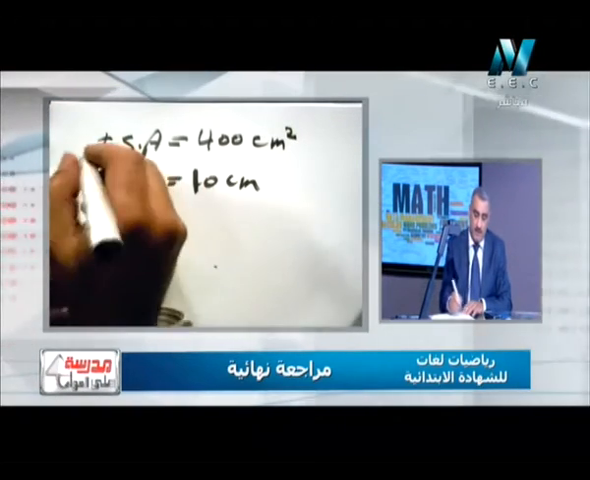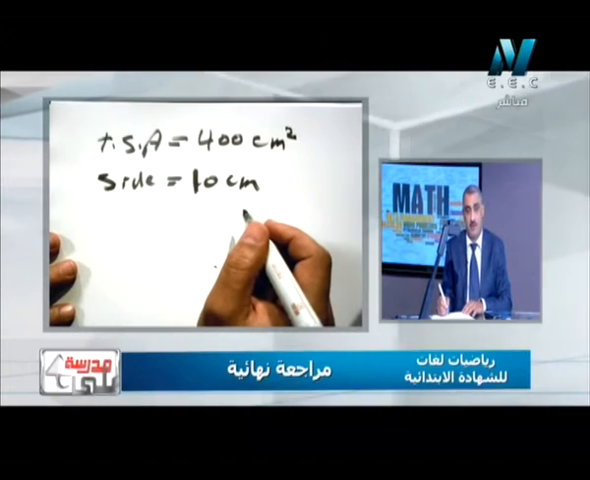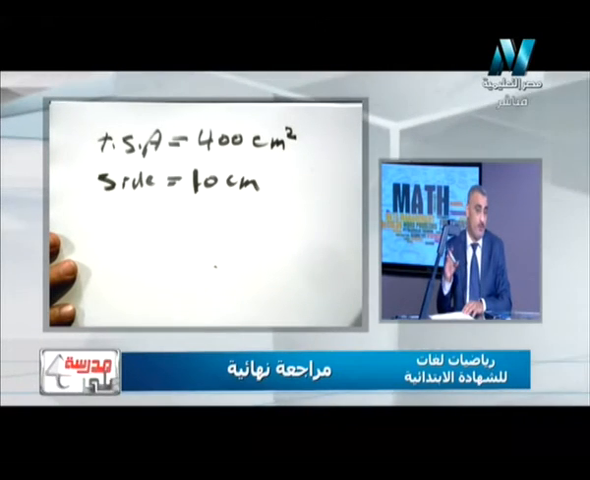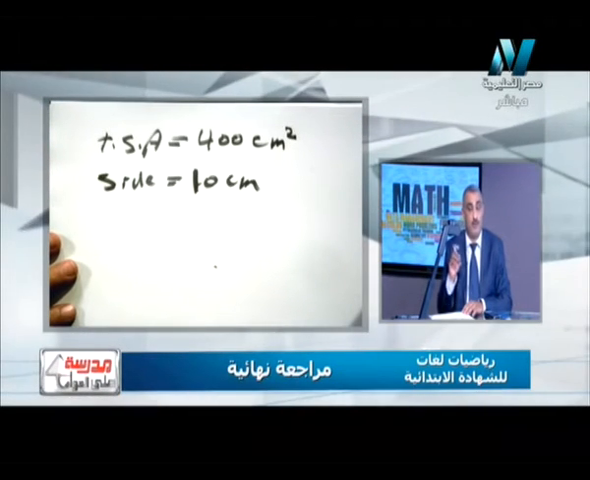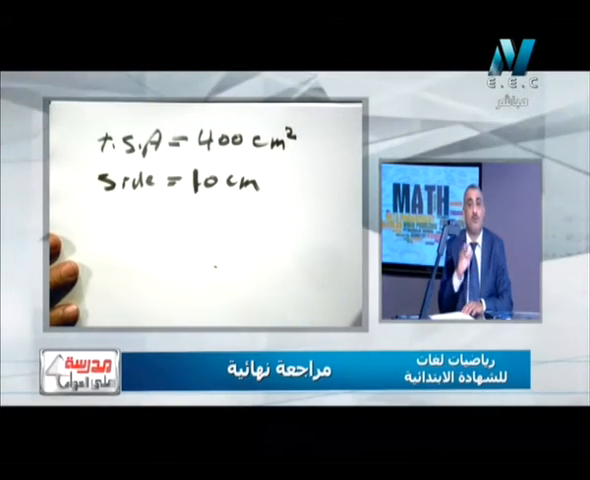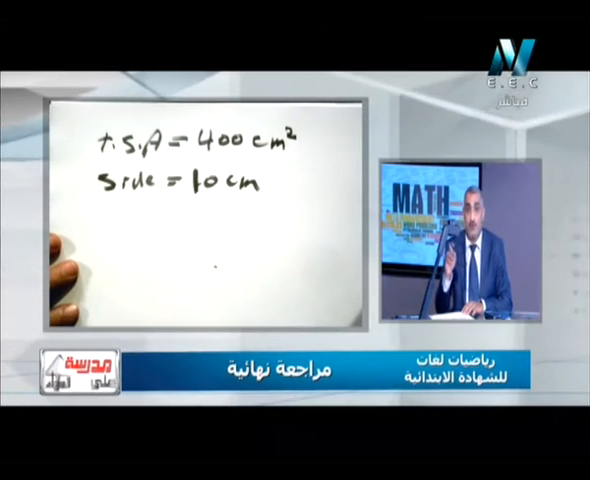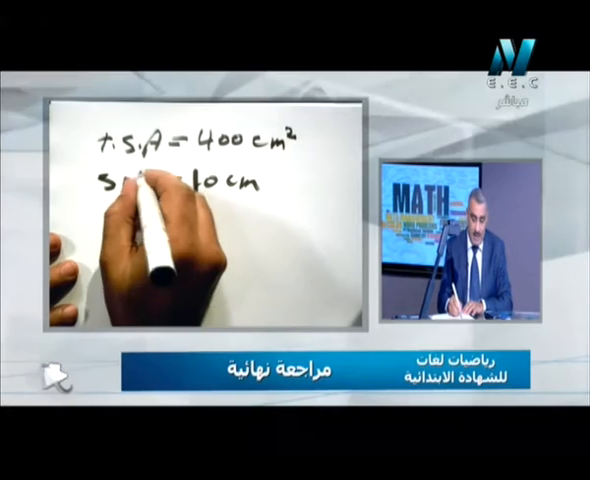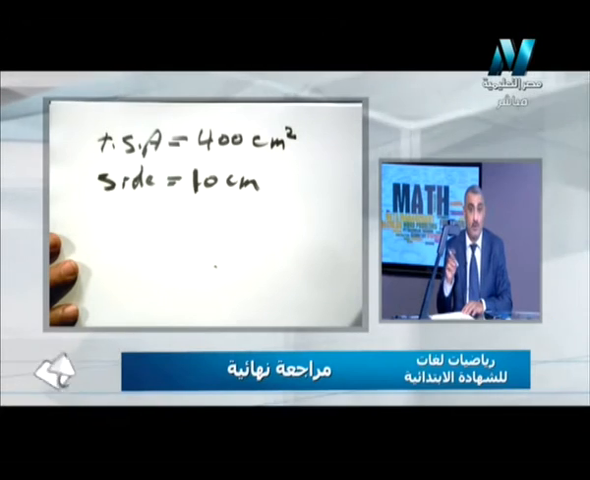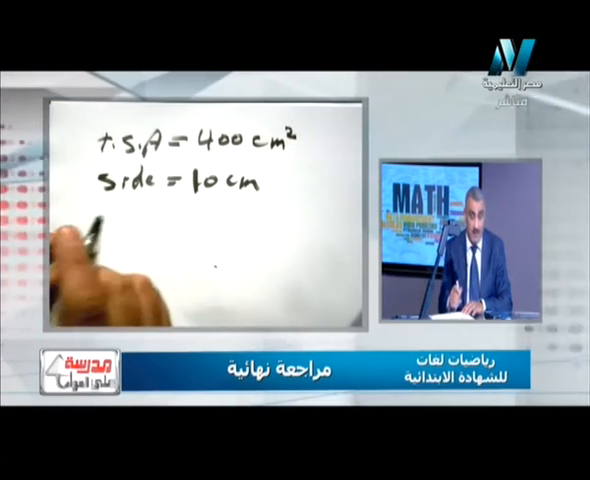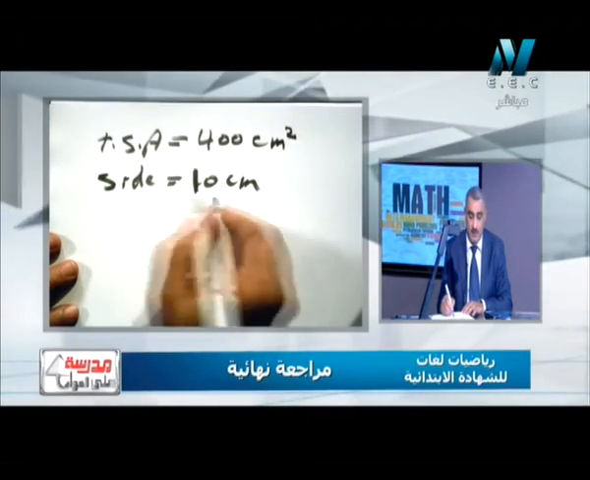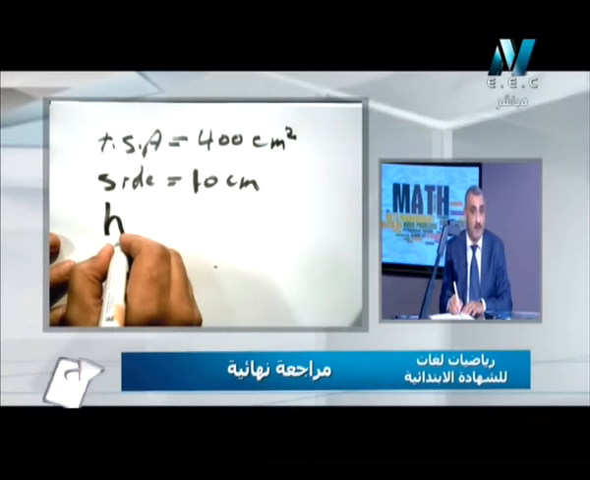He gives me what? He gives me the total surface area of a cuboid. And he told me that this cuboid is a special case cuboid, a cuboid with a square shape. We talked about this topic a lot and you all understand it. Don't forget. He gave me the total surface area of a cuboid and said take care, this cuboid has a square shape, and the side length of the square of the base of the cuboid equals 10 centimeters. Find the height.